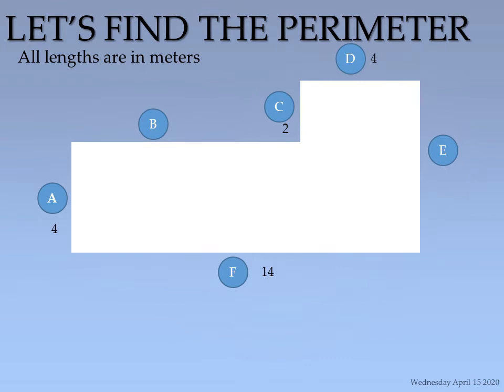Let's find the perimeter of this shape. Remember, all the lengths are in meters. So I have line A, B, C, D, E, and F. But notice that all of them have their lengths already, except line B and line E. So let's look for the length of line B. We have a missing length in line B.